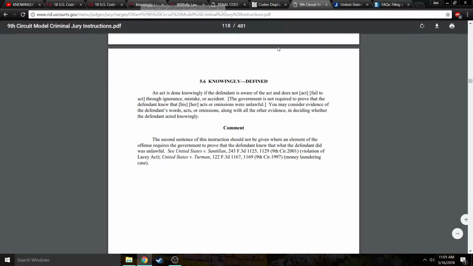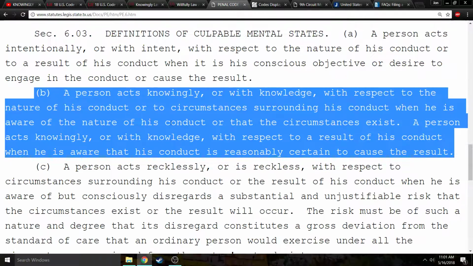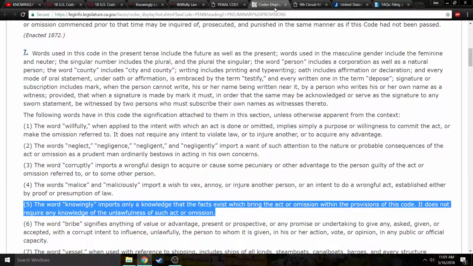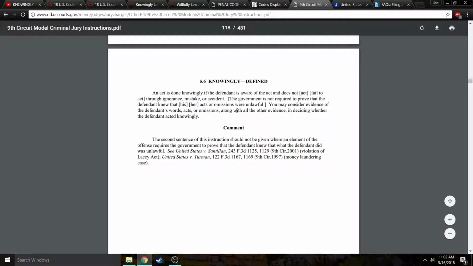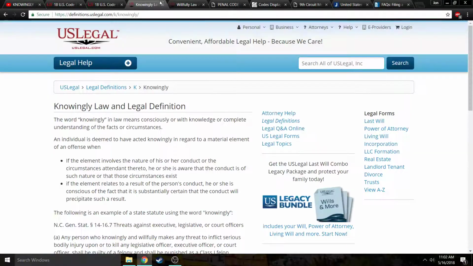it's always good to use the correct definition because like Texas Penal Code, all knowinglys in Texas Penal Code are going to use this definition. California, all knowinglys are going to use this definition. In the Ninth Circuit, they're going to define all knowinglys by this most likely. So it's always good to know what exactly you're looking at.